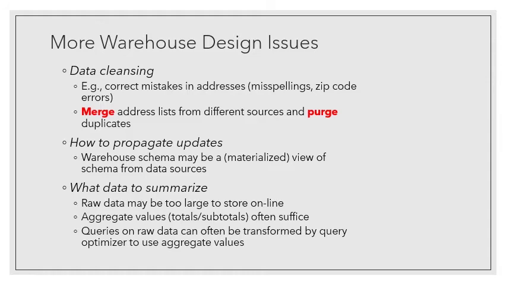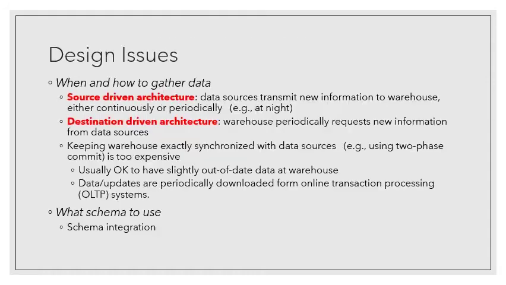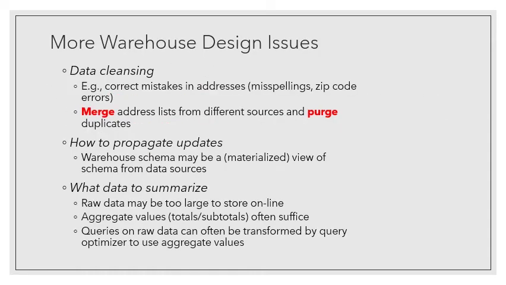Then, the next problem is what data to summarize. The raw data generated by a transaction processing system may be too large to store online. However, we can answer many queries by maintaining just summary data obtained by aggregation on a relation, rather than maintaining the entire relation. For example, instead of storing data about every sale of clothing, we can store total sales of clothing by item name and category.